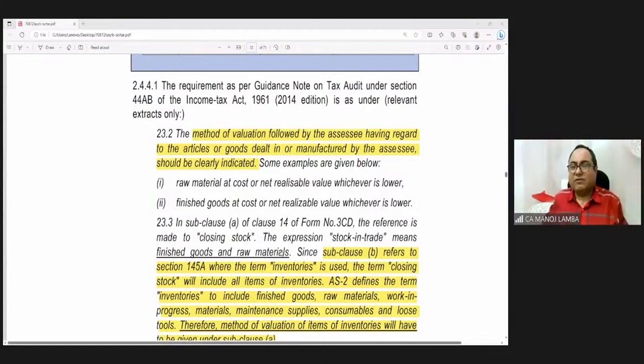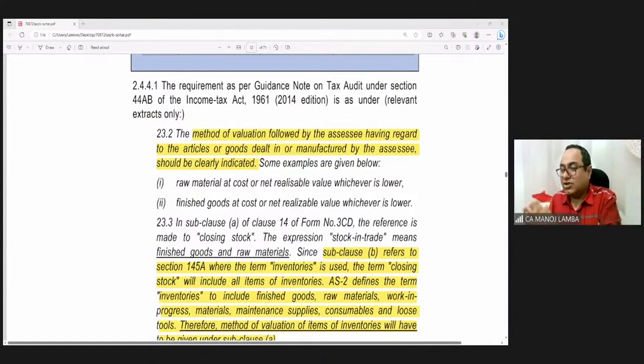The method of valuation followed by the assessee having regard to the article or goods dealt in or manufactured by the assessee should be clearly indicated. Some examples are given below. Raw material at cost or net realizable value, whichever is lower. Finished goods at cost or net realizable value, whichever is lower. In clause A of clause 14 of form number 3CD, the reference is made to closing stock.